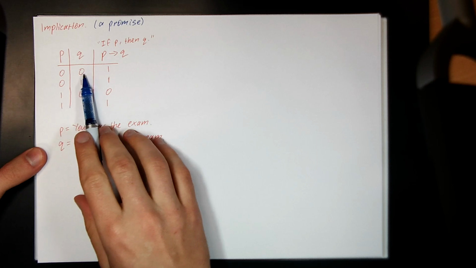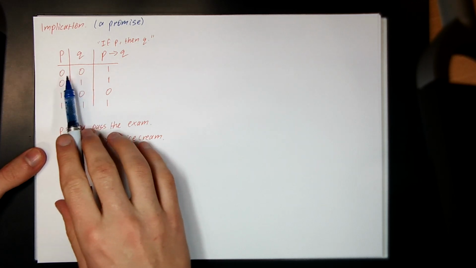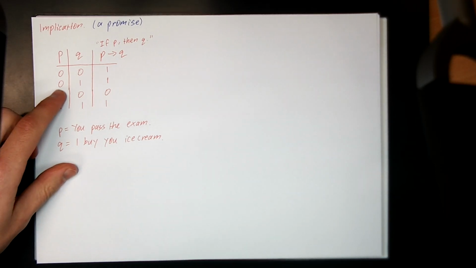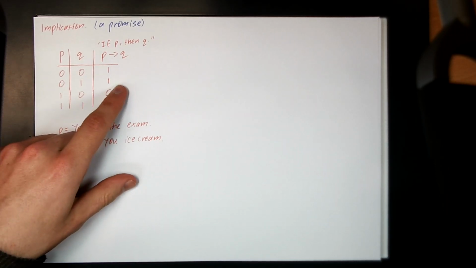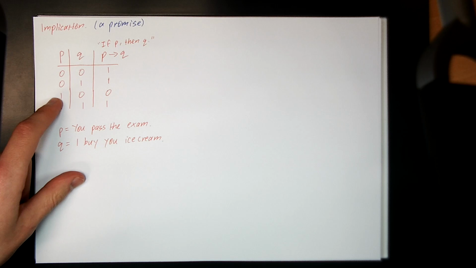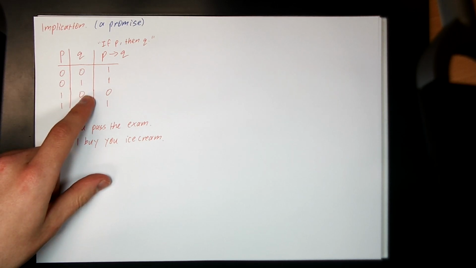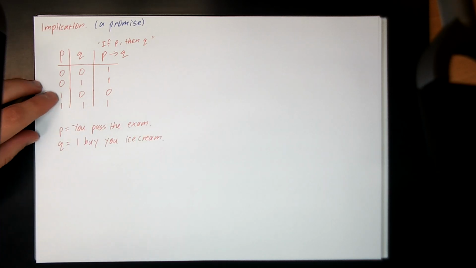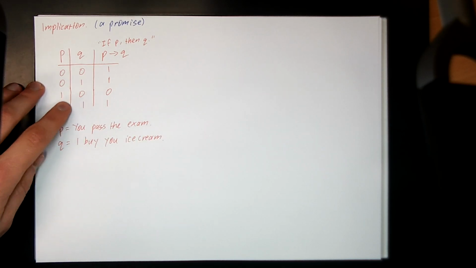If P is 0 and Q is 0, if both the inputs are false, then the output is true. If the first input is false and the second one is true, the whole thing's true. The first input is true and the second input is false, it's false. And if both are true, it's true. So the only case where it's false is when you've got true implies false.